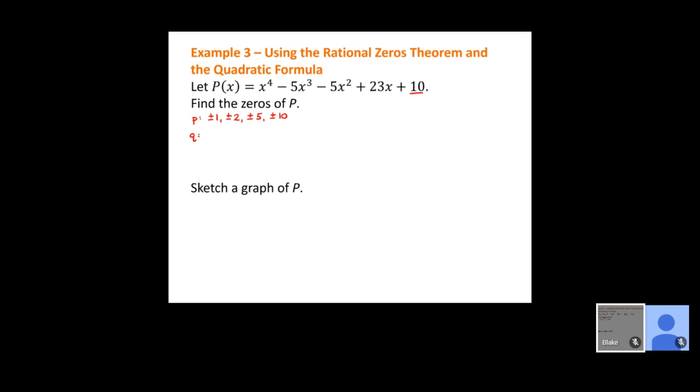Now let's think about the q's. Again, that comes from our leading coefficient. In this case, that's the understood 1. So my only factors for q this time are plus or minus 1. Now we're going to do p over q. Again, we're just going to go down the list, take all of our p values, divide them by all of our q values. Well, in this case, we're just dividing all the p's by 1. So that's just going to give us plus or minus 1, plus or minus 2, plus or minus 5, and plus or minus 10.